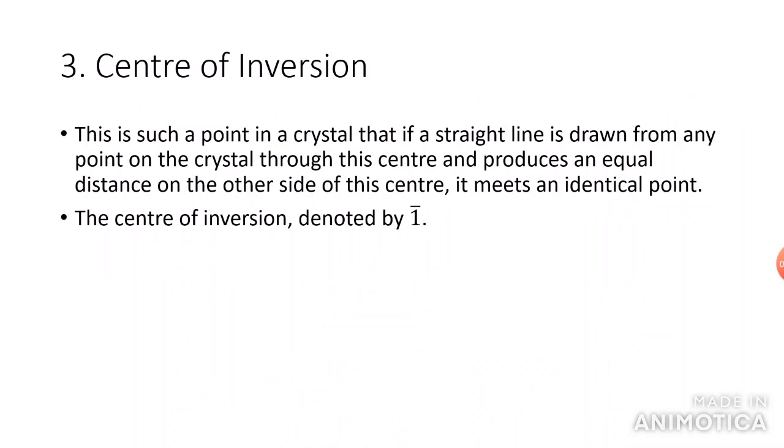Third is the center of inversion symmetry. This is such a point in a crystal that if a straight line is drawn from any point on the crystal through this center, and produced an equal distance on the other side of this center, it meets an identical point, then it is known as center of inversion, and it is denoted by 1 bar.